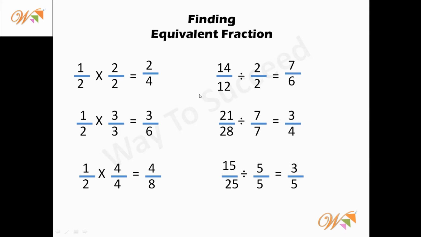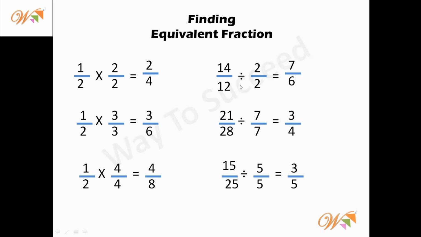You can find an equivalent fraction by dividing the numerator and denominator by the same number also. So for example, here I have 14/12. I can divide the numerator and denominator both by 2/2. So if I'm dividing 14 by 2, I get 7. If I divide 12 by 2, I get 6. So 7/6 is equivalent to 14/12.